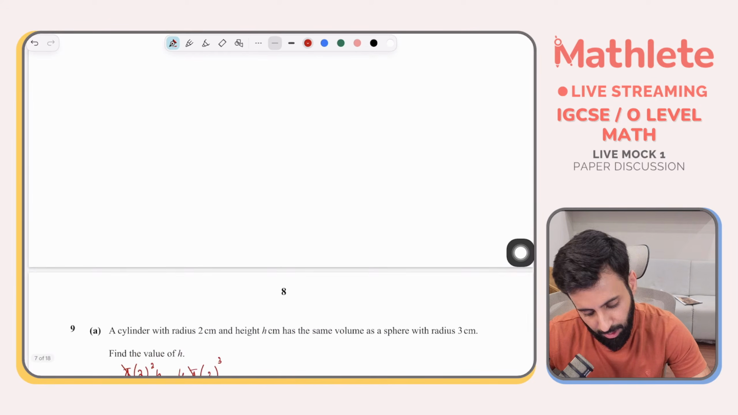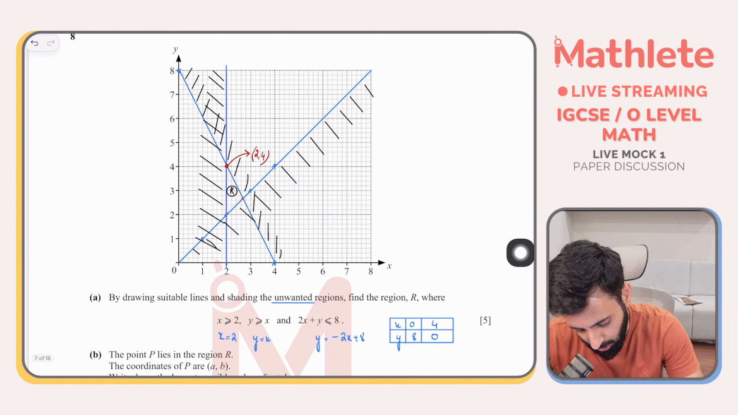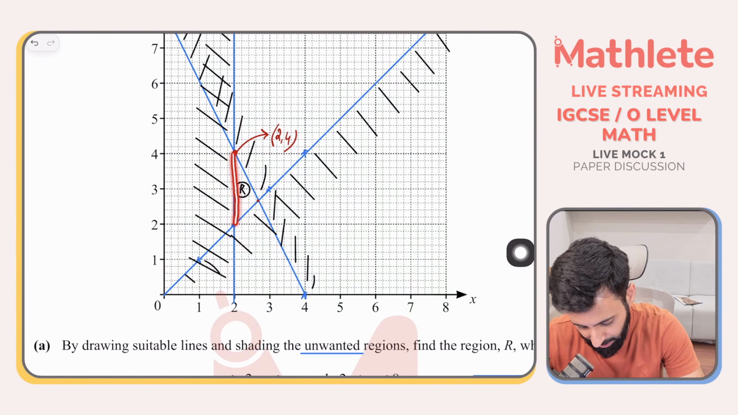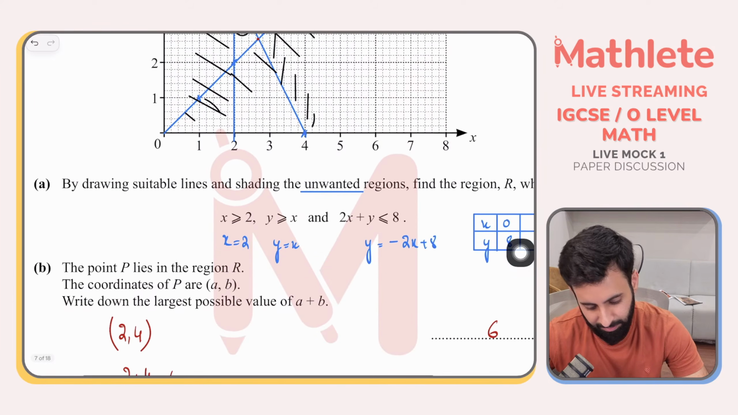Okay, didn't get part B? In part B, what you have to do is this. Once you've identified the region R, look for the point inside this region or maybe on the boundary line of this region such that when you add the coordinates of that point together, you get the greatest value possible. Okay?